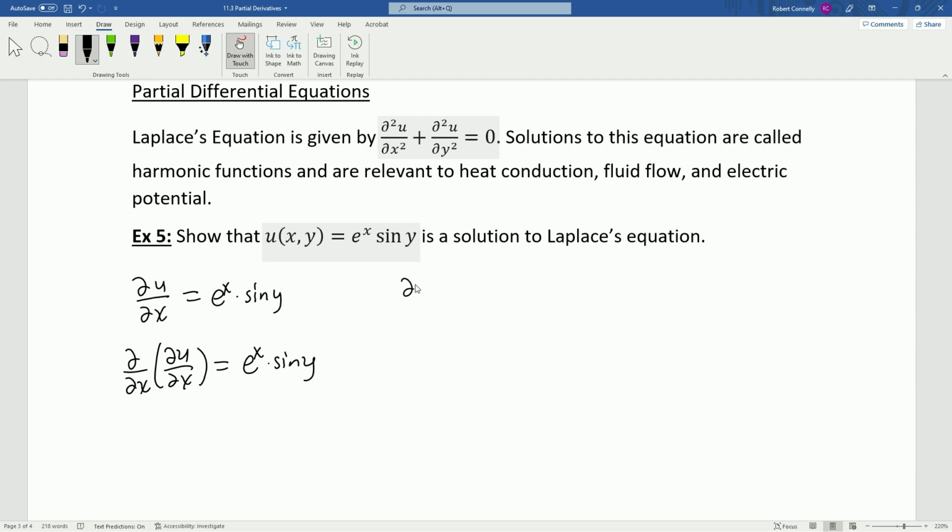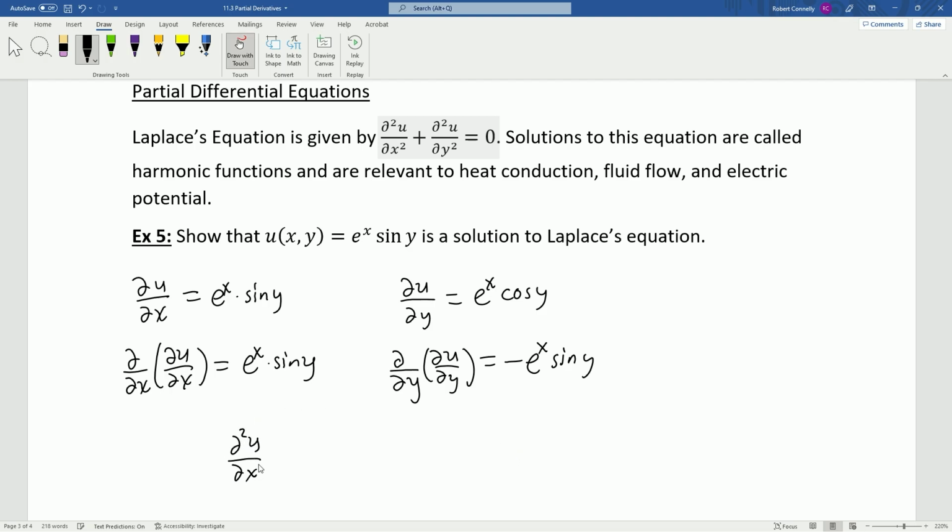Now let's take the partial derivative of u with respect to y. Well, the derivative of sine of y is cosine of y. This becomes e to the x cosine of y. And hence the second partial derivative is negative e to the x sine of y. So if I take these partial derivatives and I add them, I get e to the x sine of y minus e to the x sine of y, which is exactly 0.